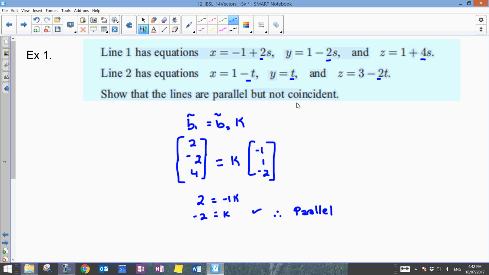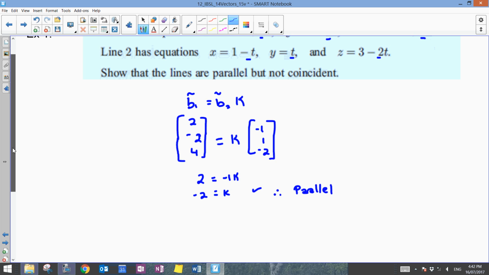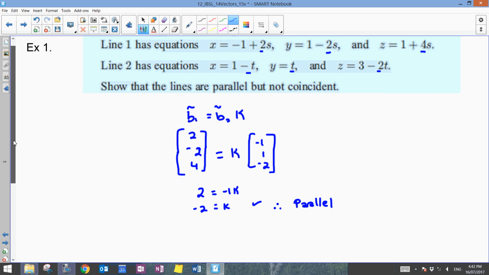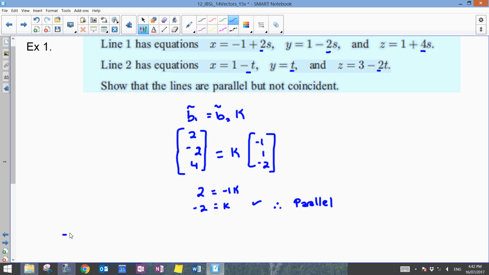However, second, we want to show that they are not coincident, so they do not have any points in common. For that, we're going to set our components equal to each other and show that we would not find any parameters that match up. So -1 plus 2s is our x component for line 1. We want to set that equal to 1 minus t. Make sure we note that's an s, not a 5. And then 1 minus 2s is equal to t. And then 1 plus 4s is equal to 3 minus 2t.